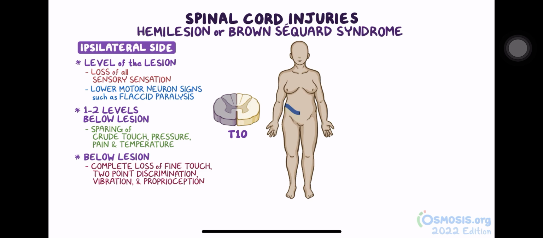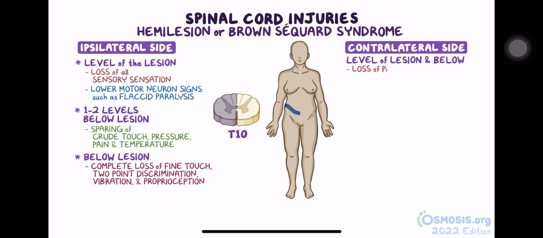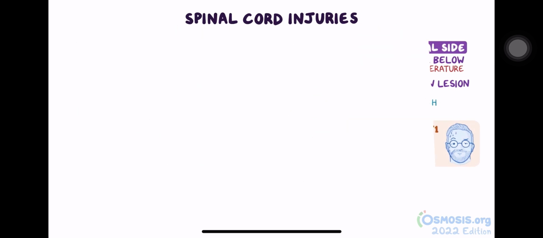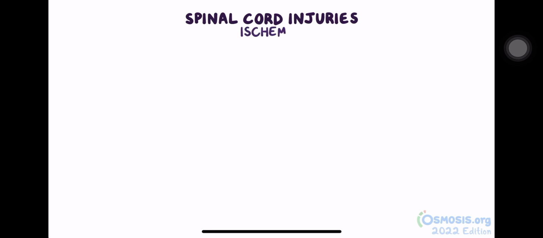And 5. On the contralateral side, at the level of the lesion and below, there's loss of pain and temperature, where 1 to 2 levels starting below the lesion, there's loss of crude touch and pressure. Of note, hemisection at T1 may result in ipsilateral Horner syndrome. Alternatively, damage to the spinal cord can also be a result of ischemia.